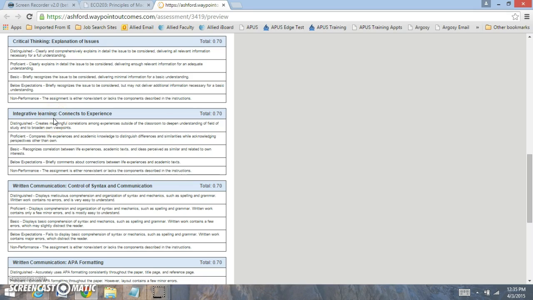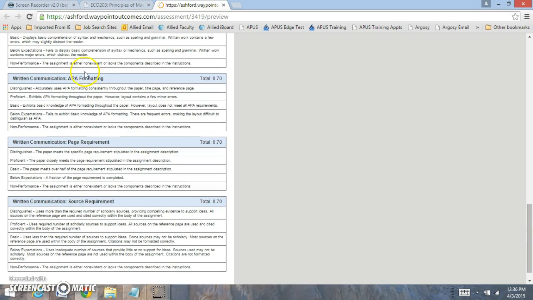The next thing is looking at connects to experience. Are you able to connect how changes in interest rates influences your decisions? Then I'm looking at any grammar errors or spelling errors that you might have, your APA formatting. Do you have the correct number of pages, and are your in-text citations and references correct as well?